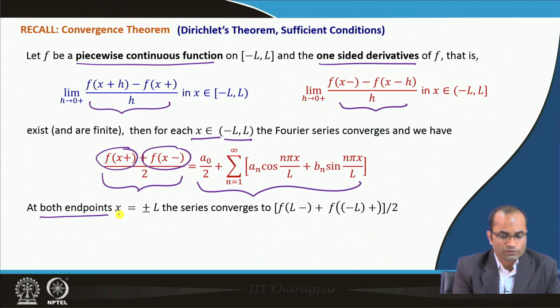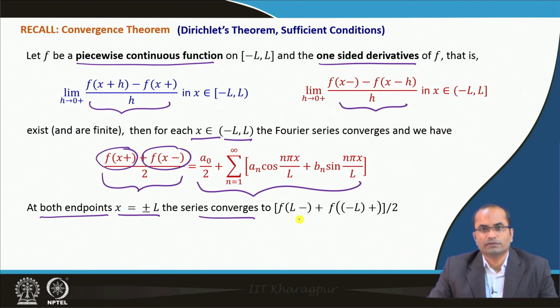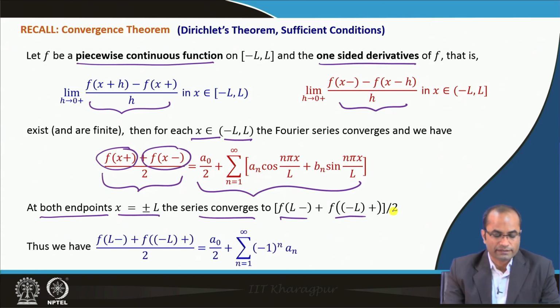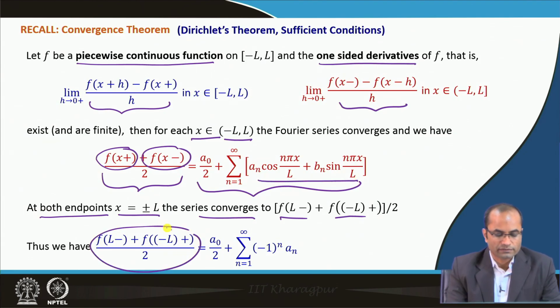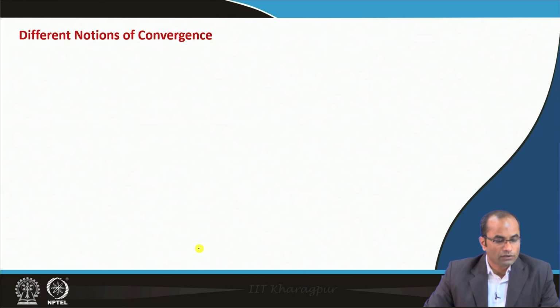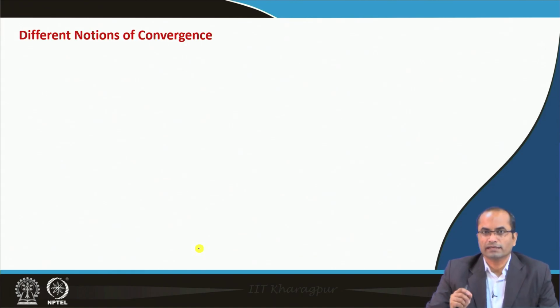At both the end points also we have discussed, and again this series converges to this average value of the limits, and thus at the end points, because when we substitute x equal to L, this will be simplified, we get a rather simple result. So now we will continue with the different notions of convergence, the one which we have already seen in the previous lecture, where for each point x in the interval minus L to L, the sum of the series converges to this average value of the limits of the function at x.